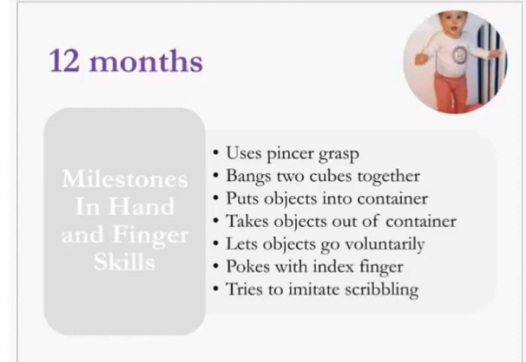Milestones in hand and finger skills in the 12th month: uses the pincer grasp, bangs 2 cubes together, puts objects into a container, takes objects out of the container, lets objects go voluntarily, works with the index finger, and tries to imitate scribbling.